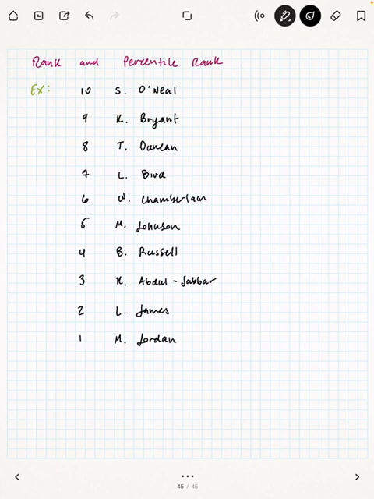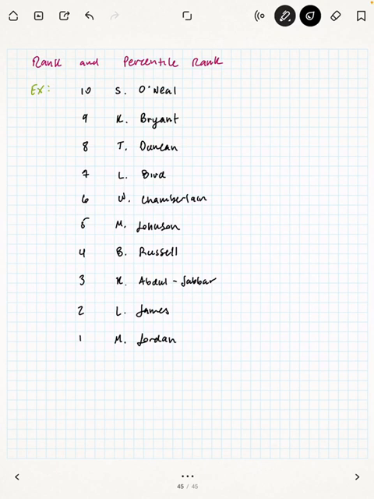But this is what ESPN has, and so the way that we have these organized is the number one spot goes to who's deemed the number one basketball player of all time. And then the number two spot is the second greatest player of all time, and so on, until we get down to the 10th spot, which goes to Shaquille O'Neal.